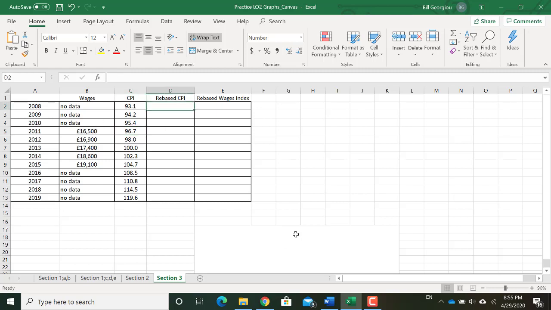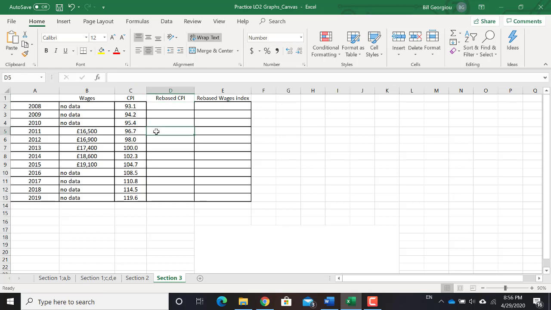Now, my base year, as I have it now, is 2013. Because in 2013, we have 100% of the CPI. This is my base year. However, I'm not interested in doing a comparative analysis from 2013 and so on, but from 2011 and so on. Therefore, I need to rebase my CPI based on 2011.